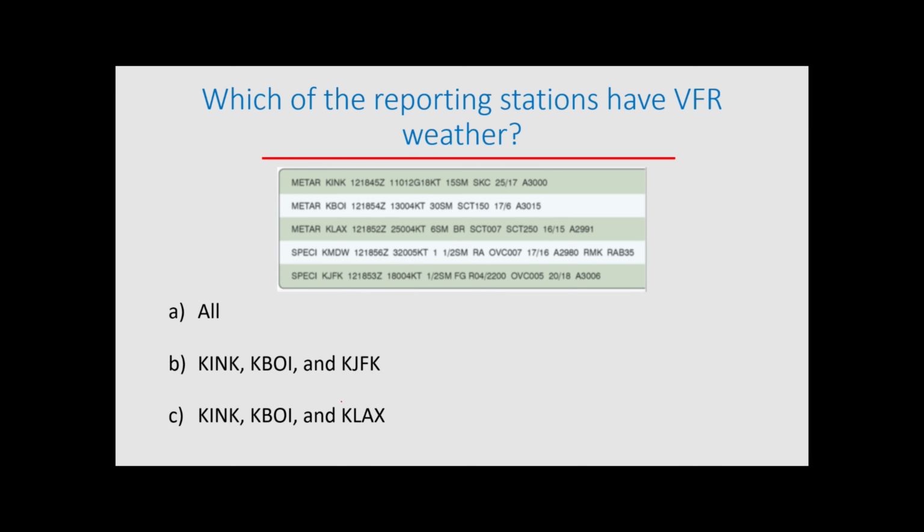So first of all, let's take a look at our options. All these two share 2 different airports, and then the only difference between them is these 2. So I would look at either this airport or this airport to determine whether or not they have VFR weather. And in this case, it's KLAX.